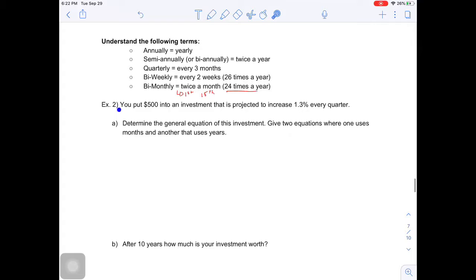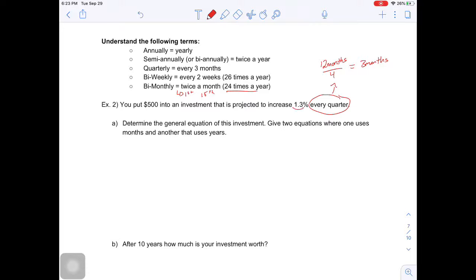So let's look at example 2. If you put $500 into an investment that is projected to increase 1.3% every quarter, determine the general equation of this investment. Give two equations where one uses months and the other uses years. So this is every quarter. What does every quarter mean? Well, that's every 3 months, right? It's a quarter of a year. If I took 12 months and divided that by 4, that would give you 3 months.